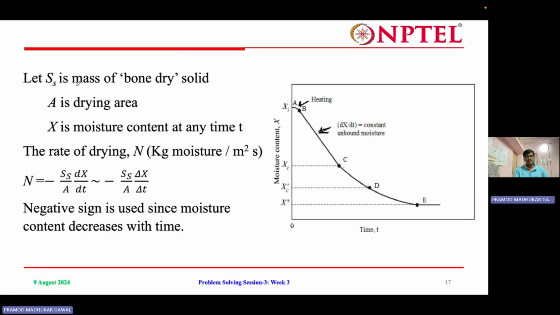So here Ss is the mass of bone dry solid, A is the drying area, X is the moisture content at any time. So rate of drying in kg moisture per meter square second, N equal to minus Ss divided by A into dX/dt, approximately minus Ss divided by A into delta X divided by delta t. So here the negative sign is used to say moisture content decreases with the time.